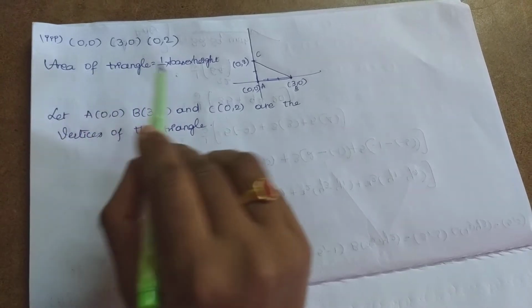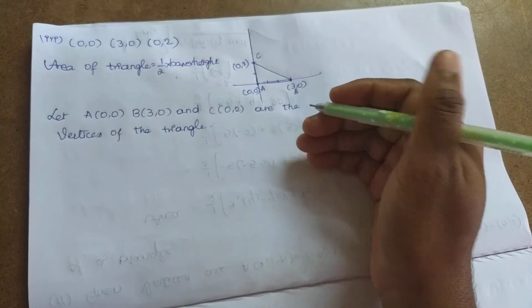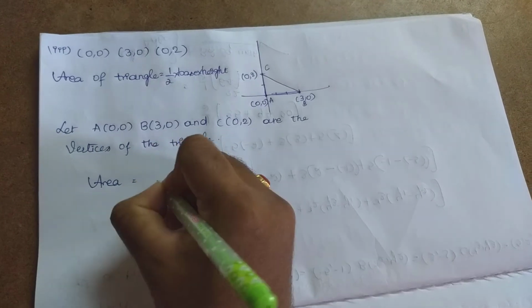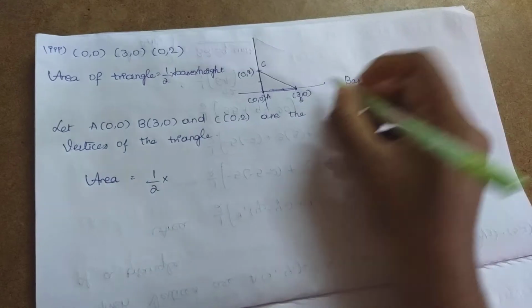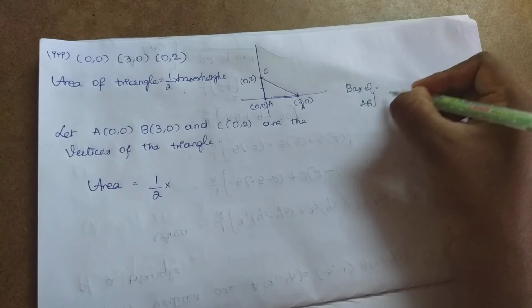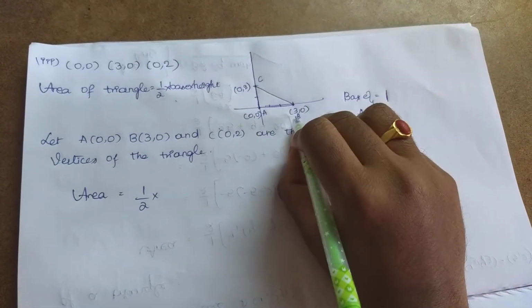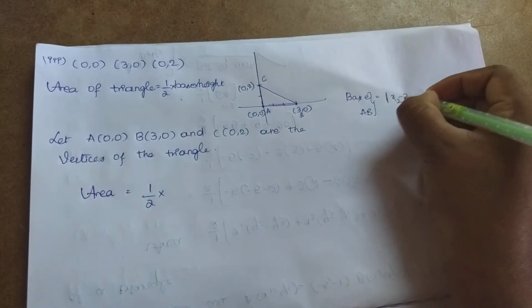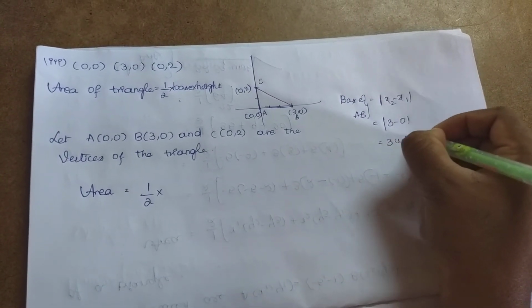So this is very easy, no? You can do it in this way or you can do it in the usual way which we did for previous problems. So I'm doing it in this way. So area equals 1 by 2 into base. Base is nothing but the distance between A and B. Base AB equals modulus of, here the y coordinates are same, so modulus of x2 minus x1, so it becomes modulus of 3 minus 0, which becomes 3 units. So base is 3 units.